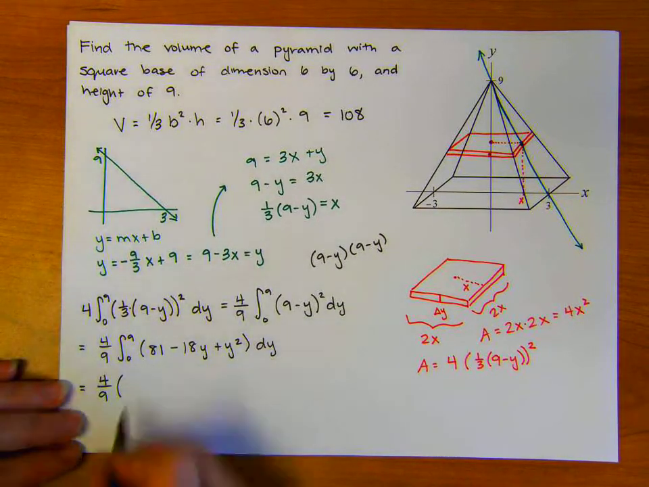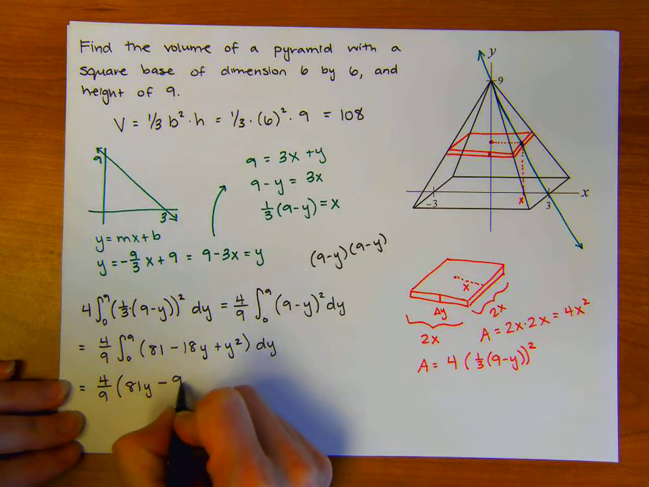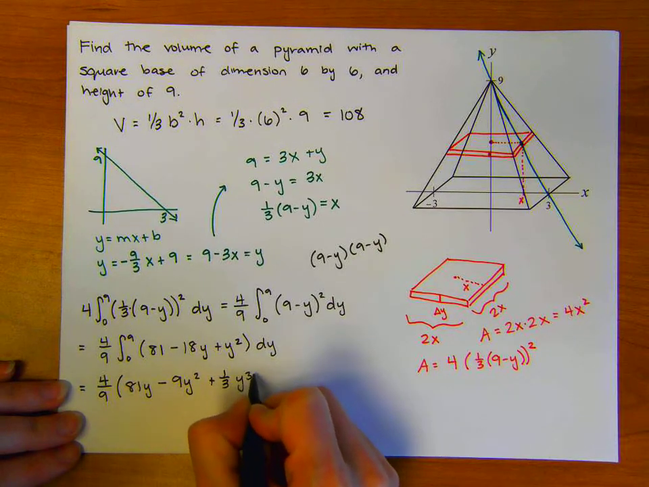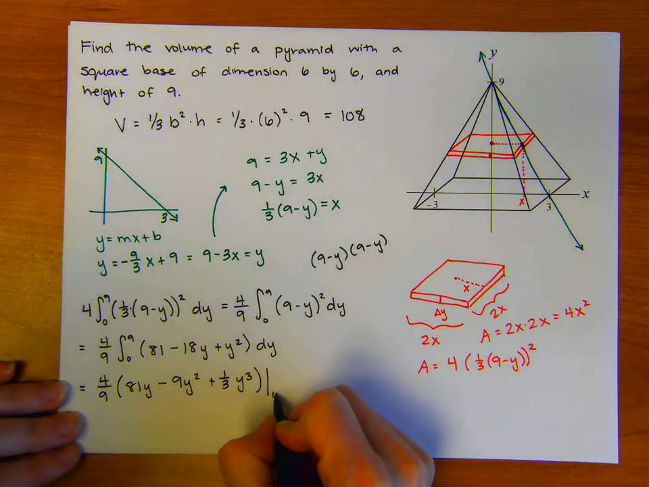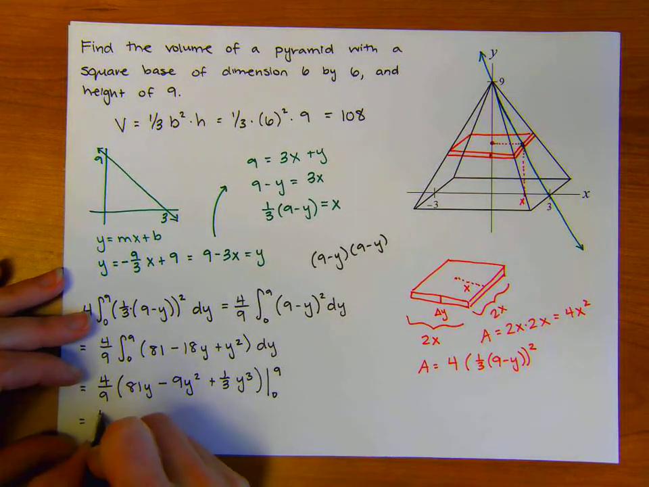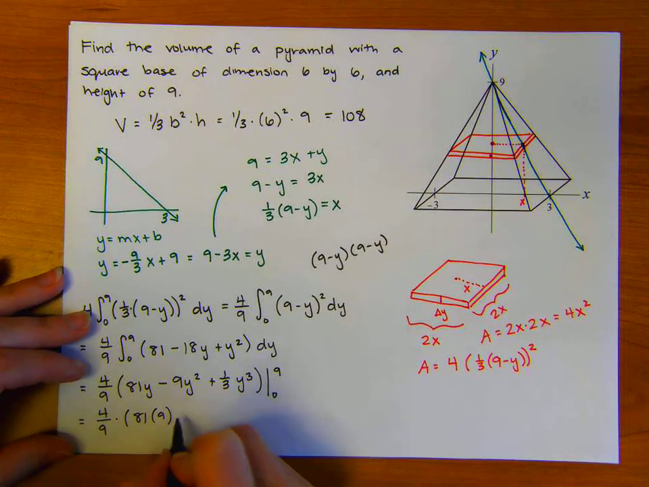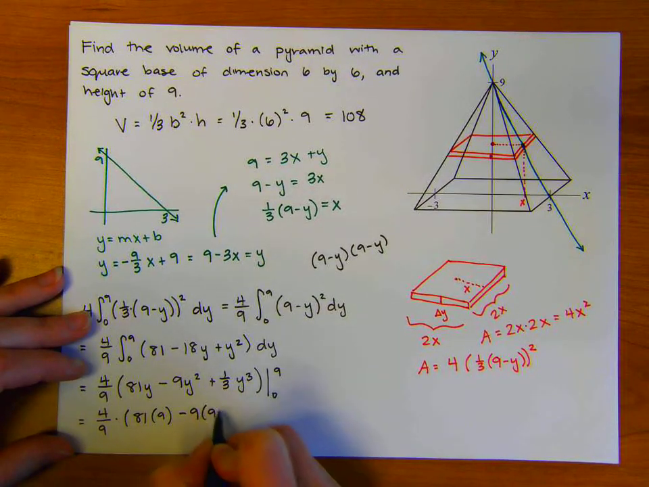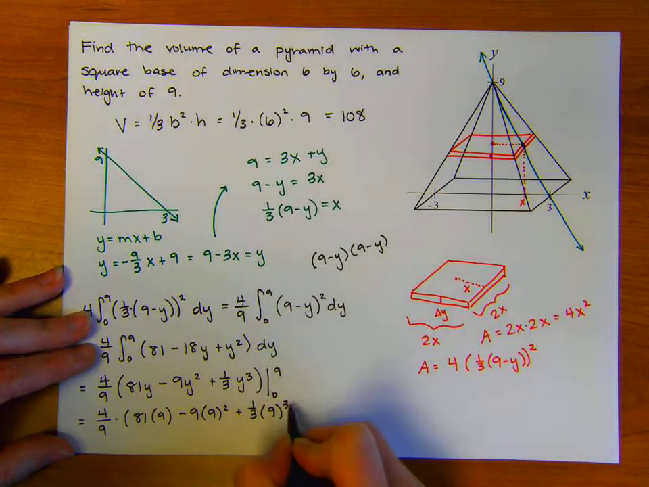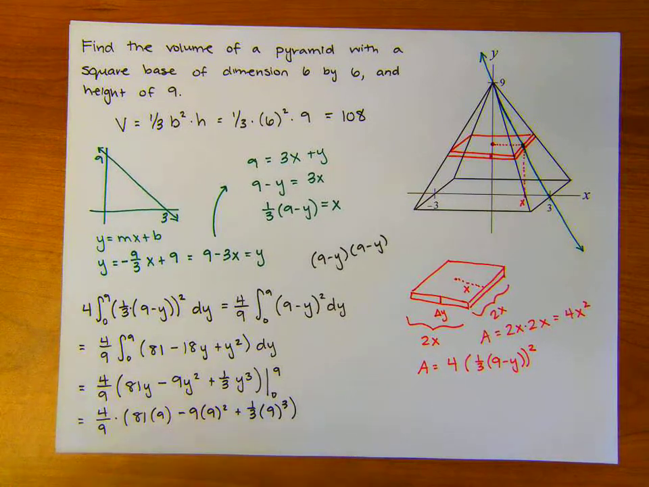Let's integrate. The integral of 81 would be 81y. This would be 9y squared and 1/3 y cubed, evaluated from 0 to 9. And let's plug in. So I have 4/9 times 81 times 9, minus 9 squared, plus 1/3 of 9 cubed, and minus 0. Plugging in 0 would give me 0.